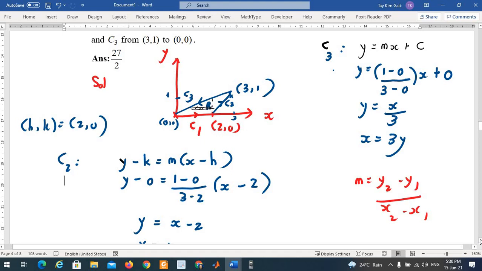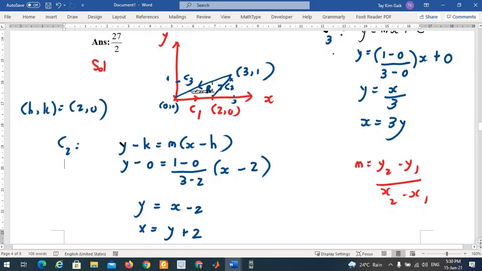Or we can use another version of the straight line equation, which is y minus k equals m bracket x minus h, where (h, k) is any point passing through the curve C2. In this case, I choose (2, 0), because 0 is easy to calculate. For m, I take y2 is 1, so 1 minus 0, 3 minus 2. So m is 1, and you have y equals x minus 2.